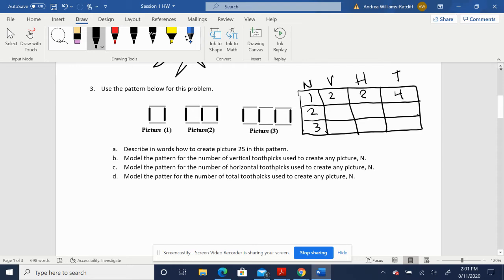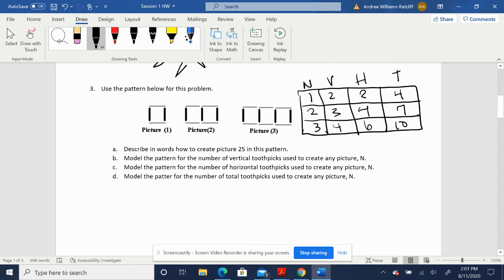Vertical, I have 1, 2, 3 vertical, and I have 1, 2, 3, 4 horizontal, okay, for a total of 7 toothpicks. With picture 3, okay, 1, 2, 3, 4 vertical, 1, 2, 3, 4, 5, 6 horizontal for a total of 10 toothpicks.